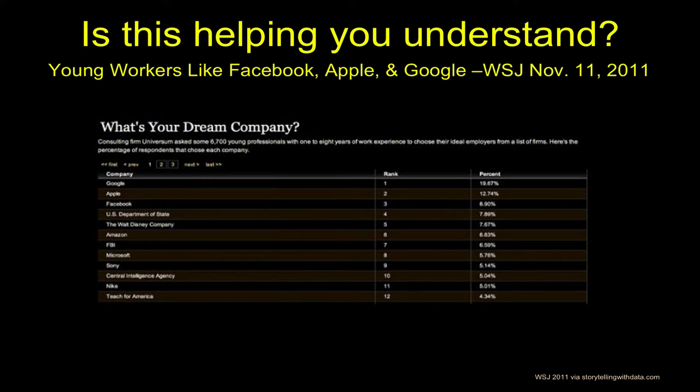Basically, this was from a story, and it said, hey, where do you like to work? Where do young folks like to work? There are dozens and dozens of companies, and people said whether they thought it was a good place to work or not. The statement at the top of the story was, young workers like Facebook, Apple, and Google. And they presented their data in the form of a table.